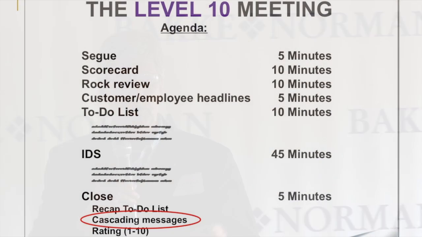Now, when we get into the next segment of customer, employee, and vendor headlines, this can be positive or negative depending on the relationship that is being experienced. Some of the negative elements become issues. Some of the positive things become cascading messages that are ultimately celebrated throughout the organization.